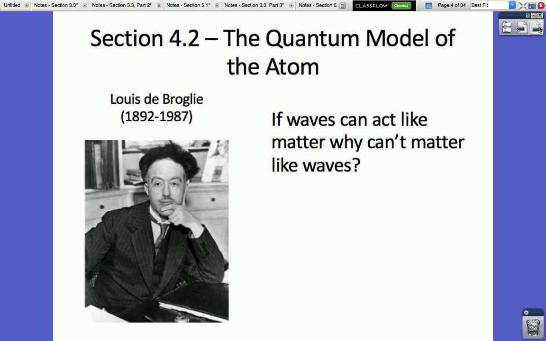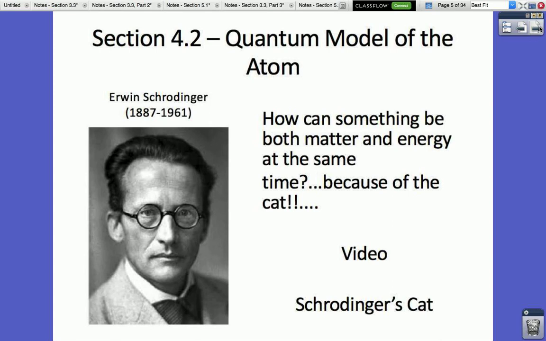Okay, so the quantum model of the atom, because that was our stepping point to get to this point. So everybody was like, okay, great. So how can something be both matter and energy at the same time? Those aren't even the same thing, right? Energy is just energy, and matter is something that has mass and takes up space, even though apparently photons don't do that.